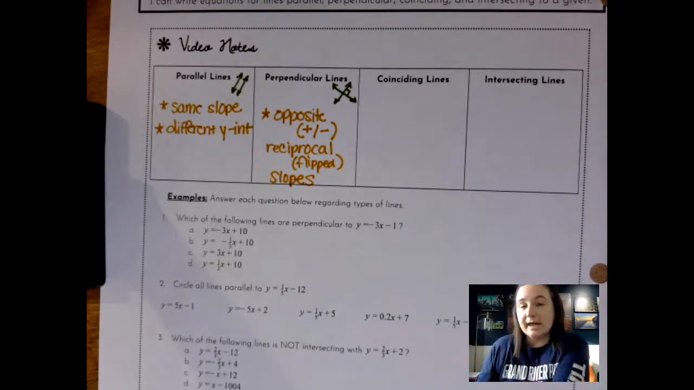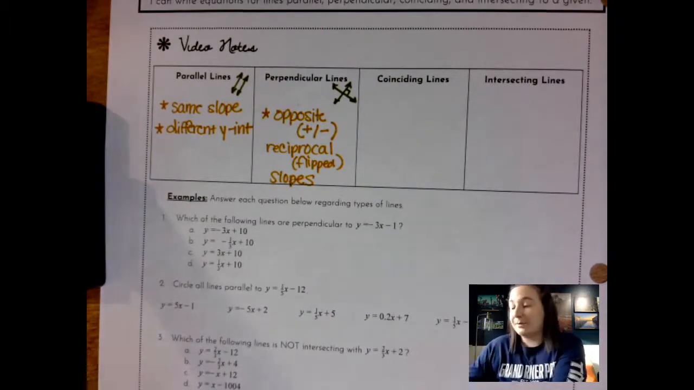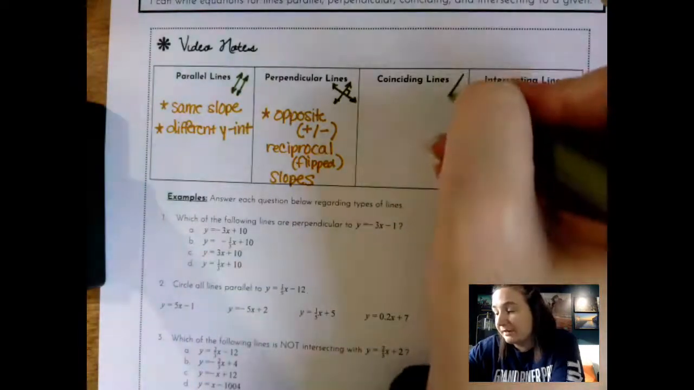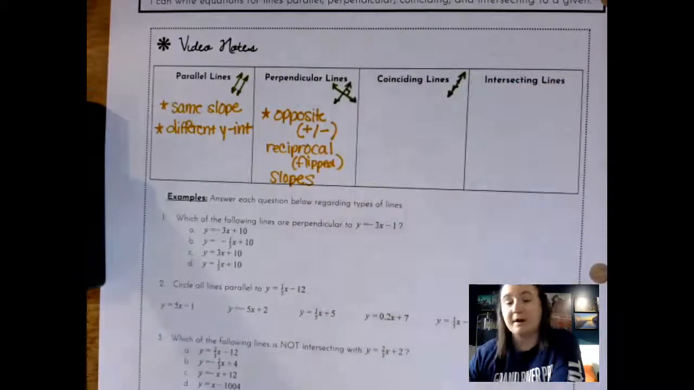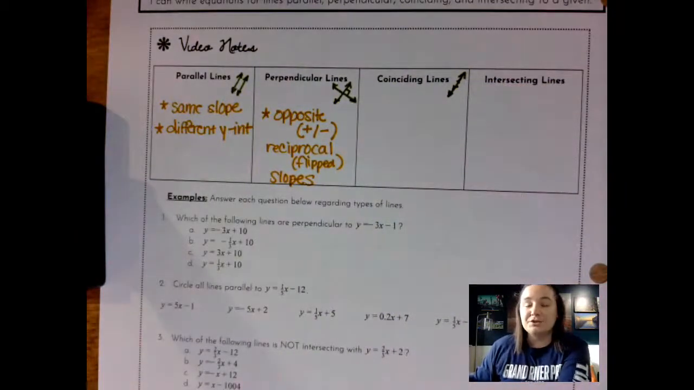For coinciding lines, the picture is a little bit tricky because coinciding lines are the same line. When you graph them, they lie right on top of each other. So there's like one line and then there's another line right on top of it. So I just drew two sets of arrows, but basically they're just two lines right on top of each other.